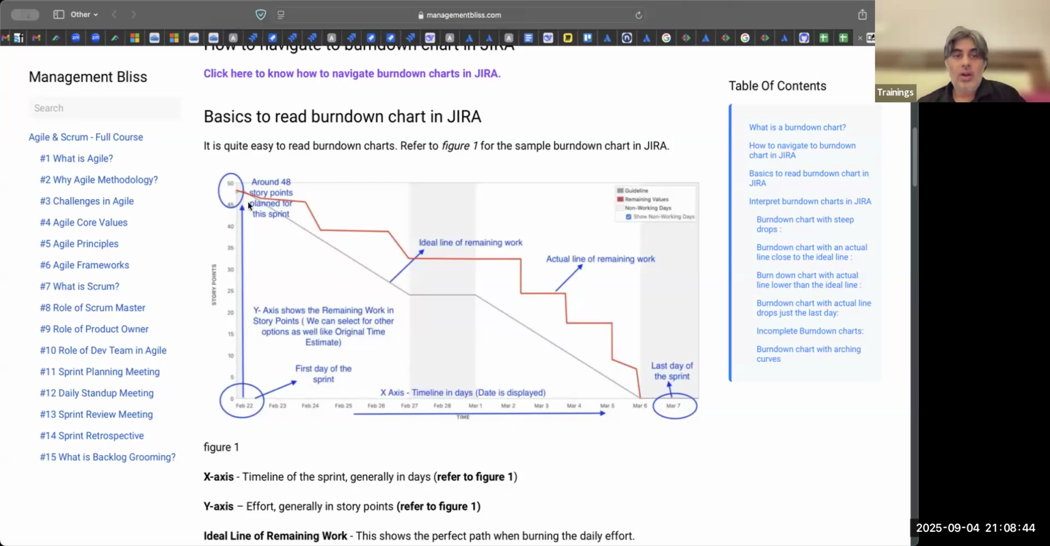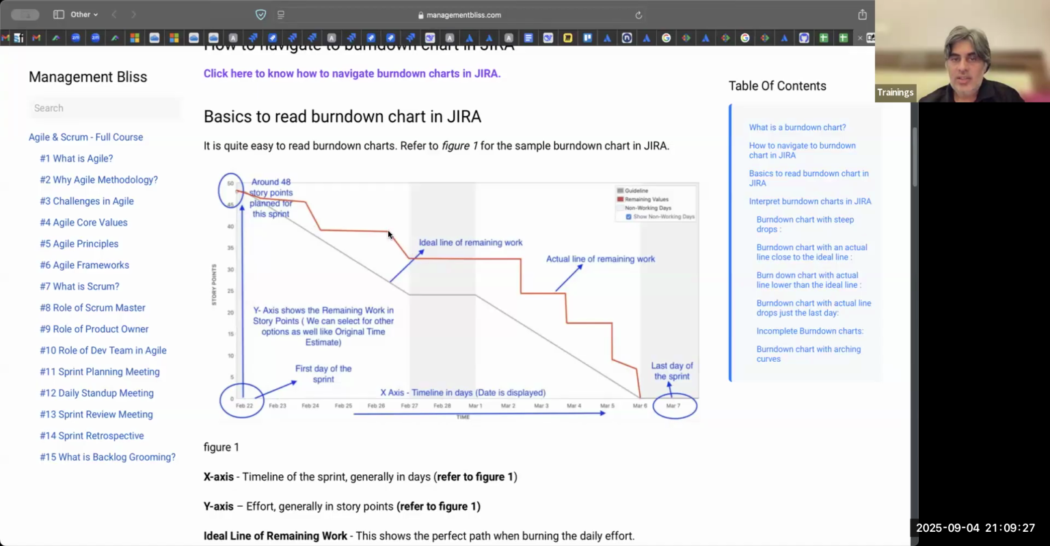How many points were committed on day one? 48 points. This team started with a commitment of 48 points, which means on your Jira board they would have moved stories here and there, and then zeroed in on the 48 points. On day one, 48 points are remaining. On day two, they might have done one story here and there. On day three, it has reached 38, which means stories worth 10 points are done in 3 days.